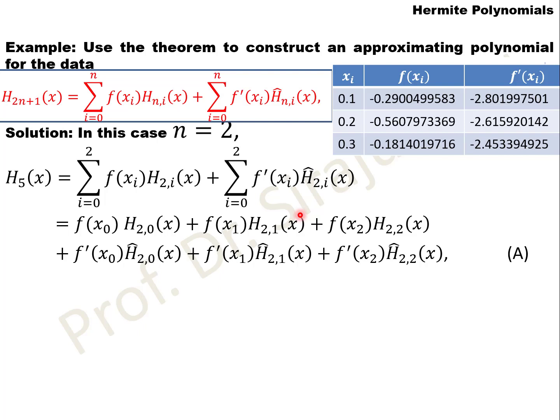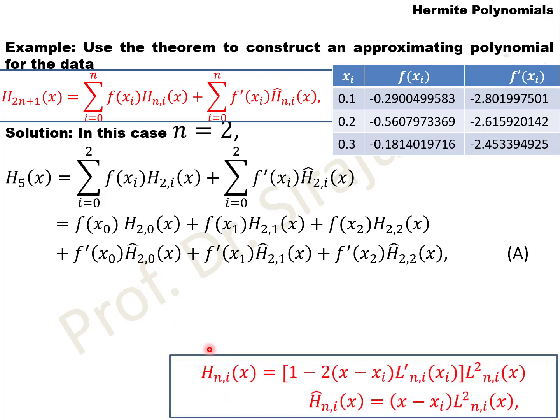You can see in this case f of x0, f of x1, f of x2. These are the values coming from the table, the first column. F prime of x0, f prime of x1, f prime of x2 are coming from this column. These quantities are known. We have to find out h2,i of x and h2,i hat of x.